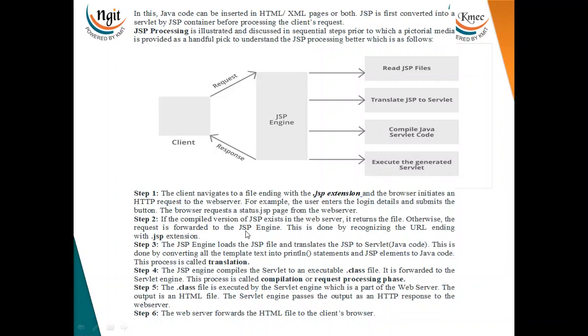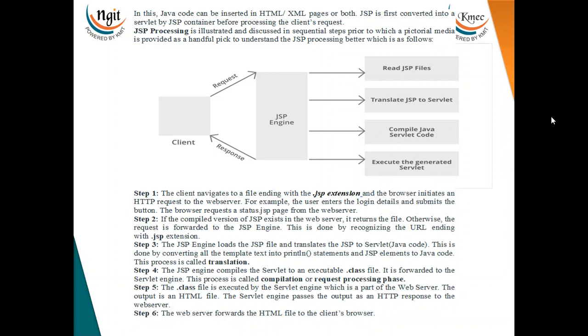In step two, if the compiled version of the JSP exists in the web server, it returns that file. Otherwise, the request is forwarded to the JSP engine. This is done by recognizing the URL ending with the .jsp extension. The JSP engine loads the JSP file and translates the JSP to a servlet. This is done by converting all the template text into println statements and JSP elements to Java code. This process is called translation.